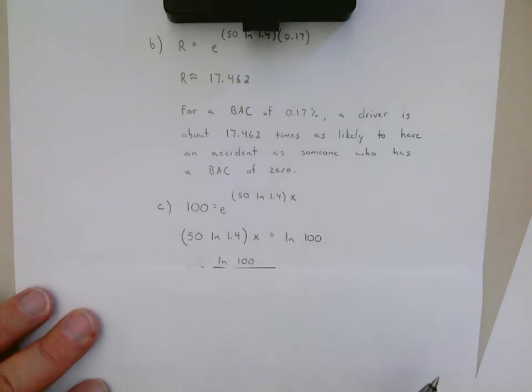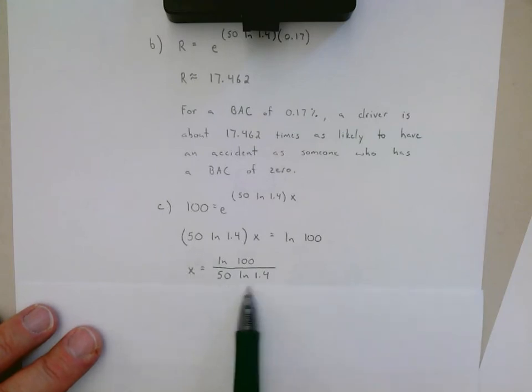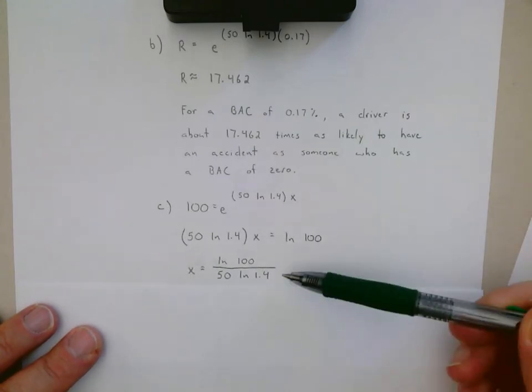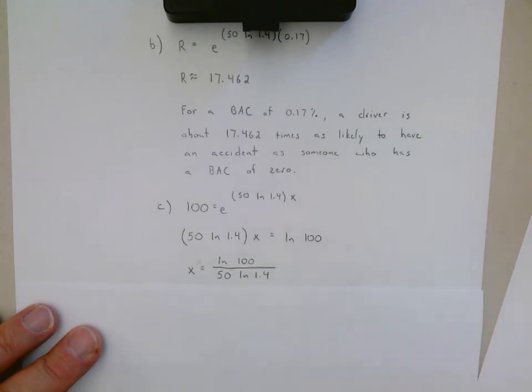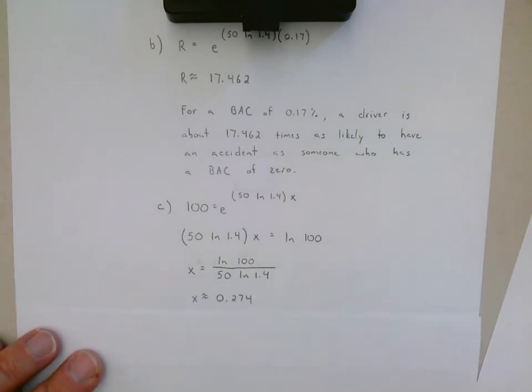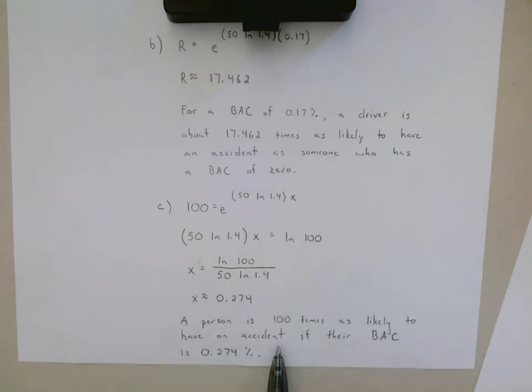To isolate x, I'll divide both sides by my constant, 50 times the natural log of 1.4, and now I have isolated x. I can use my calculator to approximate this quotient of two natural logarithms, ending up with an approximate solution of 274 thousandths. Based on my definition of my variables from earlier, that means that a person is 100 times as likely to have an accident if their BAC is approximately 274 thousandths of 1%. This is over triple the legal limit for DUI in the state of Colorado.